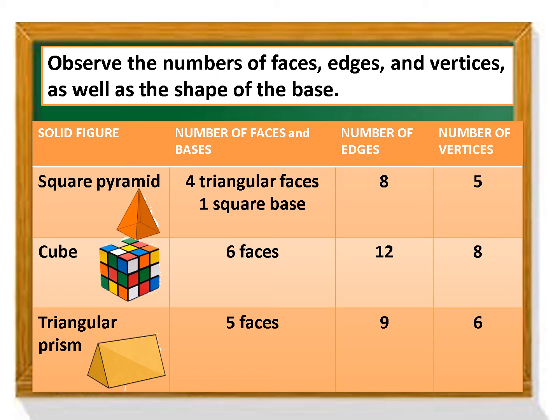Next, solid figure is cube. Number of faces and bases, 6. Number of edges, 12. Number of vertices, 8. Next, solid figure is triangular prism. Number of faces and bases, 5. Number of edges, 9. And number of vertices, 6.